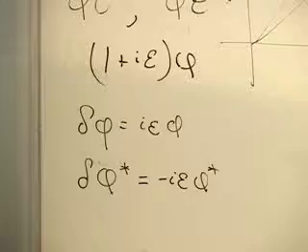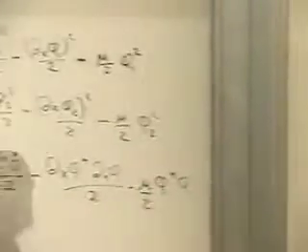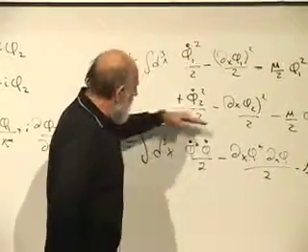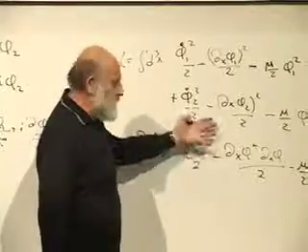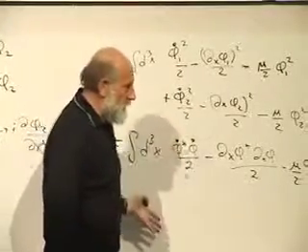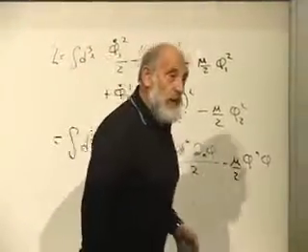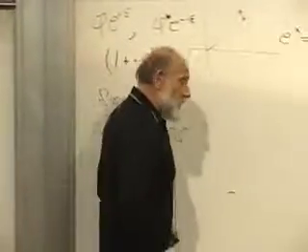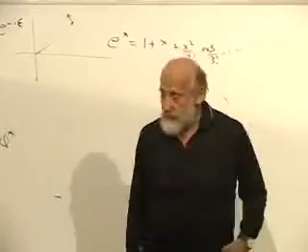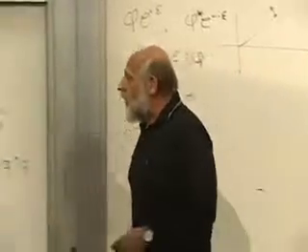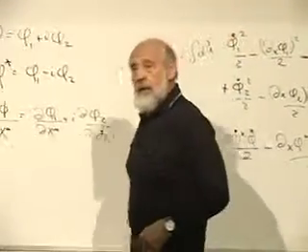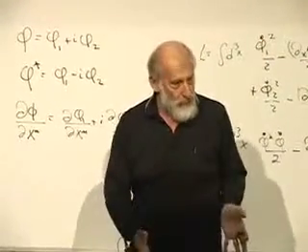Okay. Is this a symmetry? Yes, it is a symmetry. The Lagrangian does not change because it always involves things like phi times phi star. Is there a conserved quantity associated with it? Yes, there is. I'll show you the little manipulation. You can go home and work it out without using complex notation.